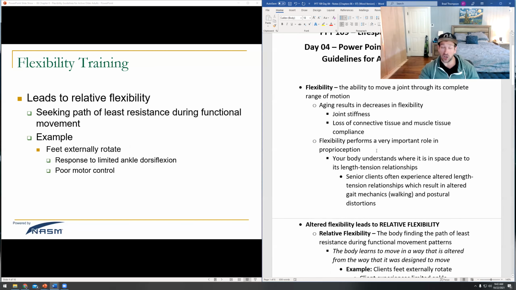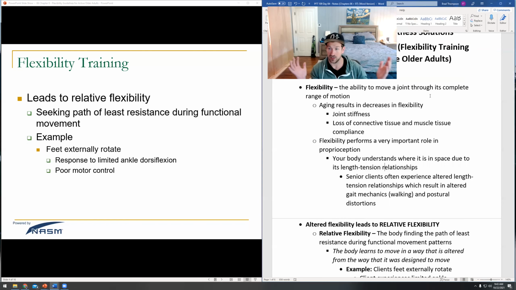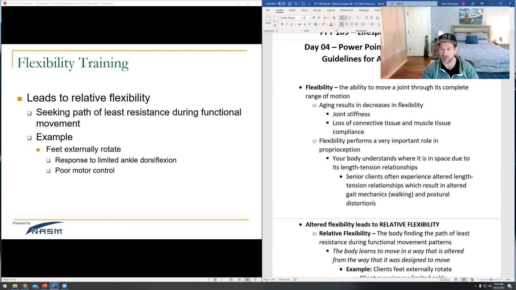So flexibility, obviously very important for proprioception. Your body understands where it is in space due to what we call length tension relationships. Length tension relationship is just the length of a muscle and the amount of contraction that it can create at that length. If you have a muscle that's overly shortened that can't contract the way it's supposed to, or a muscle that's overly lengthened that can't contract the way it's supposed to, what you're going to end up with is altered proprioception.